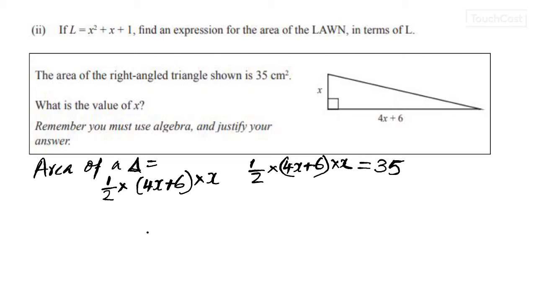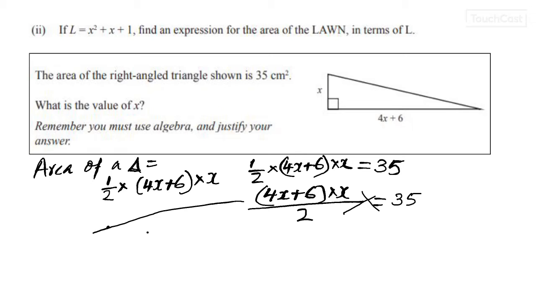Now we could write the equation as a fraction to make it look more familiar. And if we cross multiply, that'll give me 4x plus 6 times x equals 70.